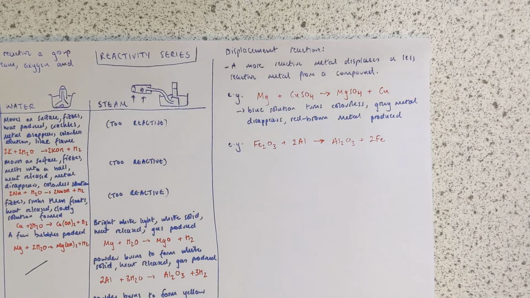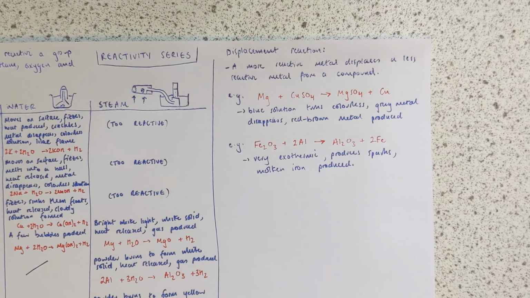That's called the thermite reaction. It's a very exothermic reaction and has a number of very distinctive observations. The reaction is very exothermic, it produces a lot of sparks, and it's so hot at the end that the iron produced is actually molten and in the form of liquid iron.